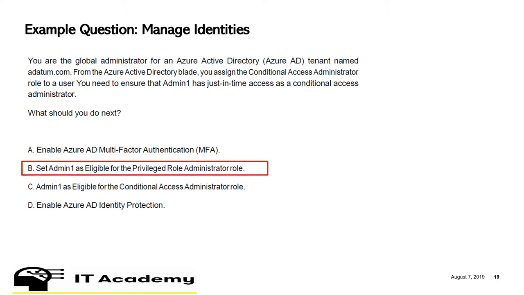So again, here with just one very simple multiple choice question, Microsoft is actually probing your knowledge around Azure AD quite deeply. Let's have a look at the answers. What are we trying to do here? We're trying to make sure that admin1 has just-in-time access because he's in the conditional access administrator role.